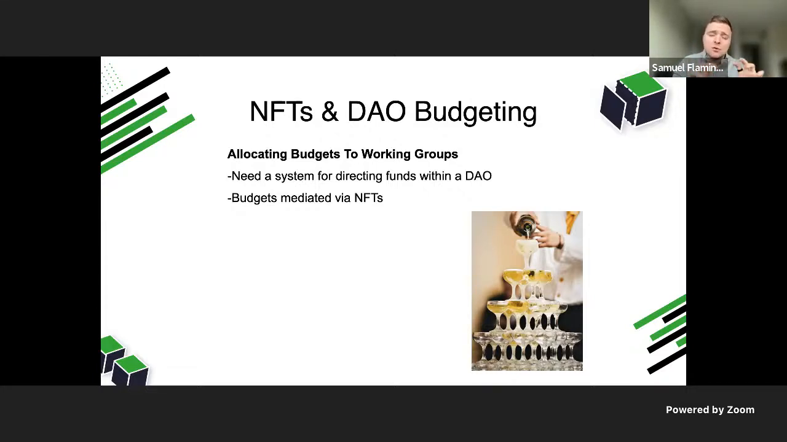So maybe you have a few working groups or just a few individual contributors, and maybe the way to really define a budget is to issue each working group or individual an NFT, which could then represent a portion of the cash flow that the DAO is spitting off, or a portion of the cash flow that needs to be sent to each individual working group to compensate them for their work.